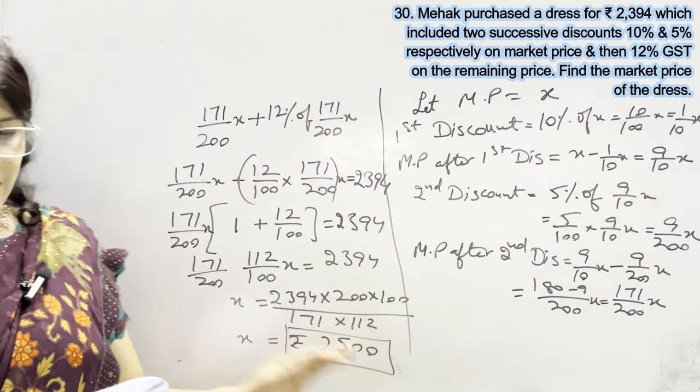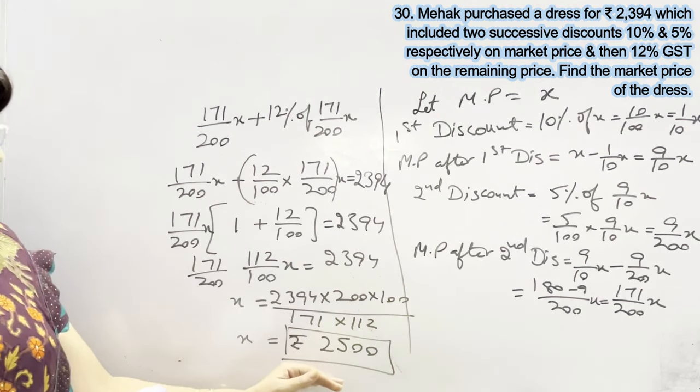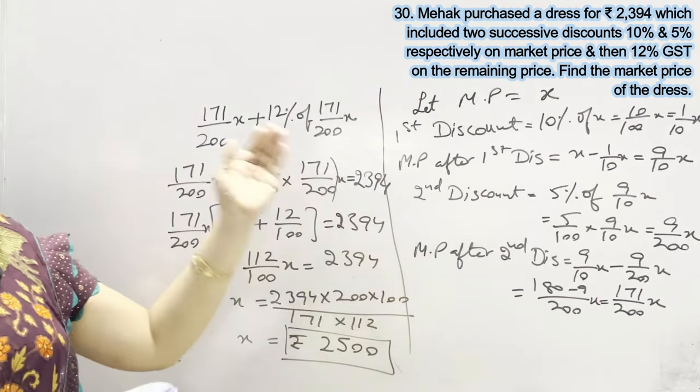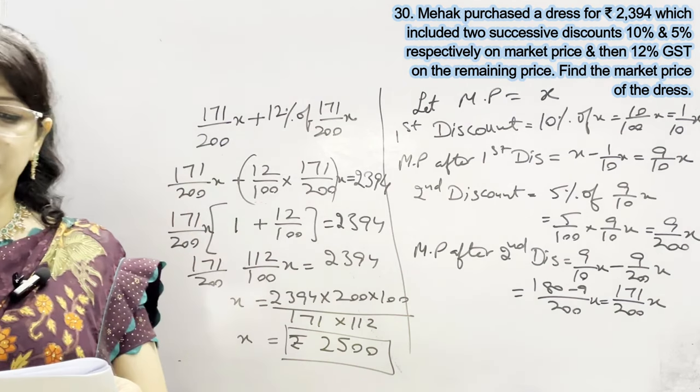So the market value of this dress is 2500, but after two discounts and adding GST, it comes out to be 2394. In question number 31, Gagan has a recurring deposit account in a bank. He deposits rupees 2500 per month for 2 years.